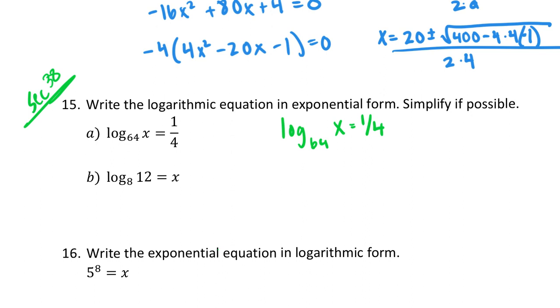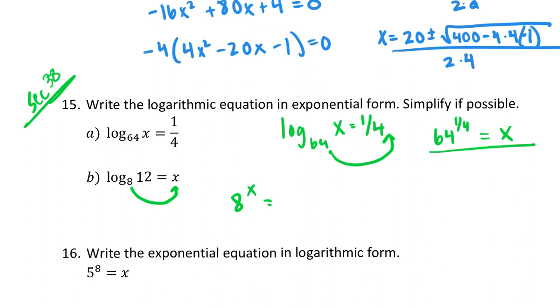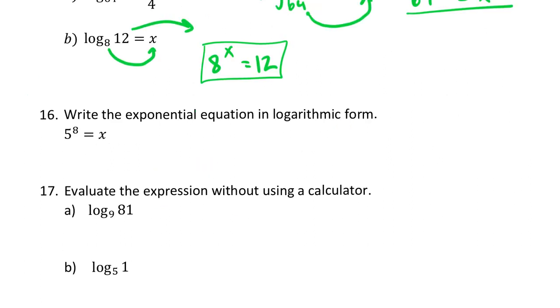So we're going to take our base and I'm going to hook it around. That gives me 64 to the 1/4 power. And we squeeze those together, it pushes the x out. So there is the exponent form of my logarithm. Same thing with b. I have my base, I'm going to hook it around. I get 8 to the x, and that pushes the 12 out to the other side. All right, with that we can go the other way as well.